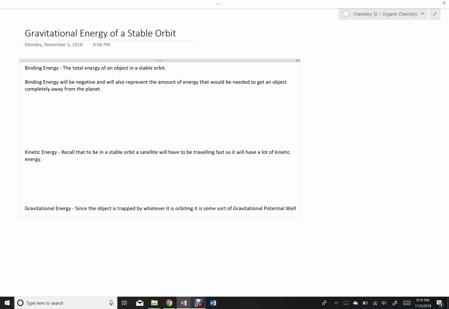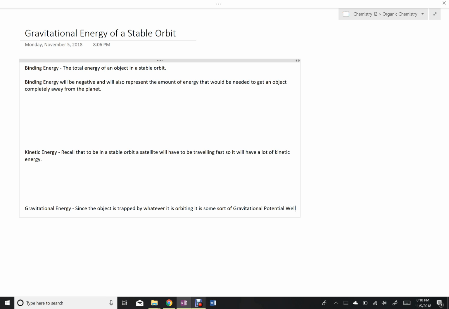So first of all, binding energy we're going to consider to be the total energy of an object in a stable orbit. The binding energy will be negative because it's still bound to whatever it's orbiting, the planet or whatever it is. And so we can also view the binding energy as the amount of energy that we would have to pay into this object to get it completely out of the orbit and come away from the planet or whatever it's attracted to. We're going to have some kinetic energy.